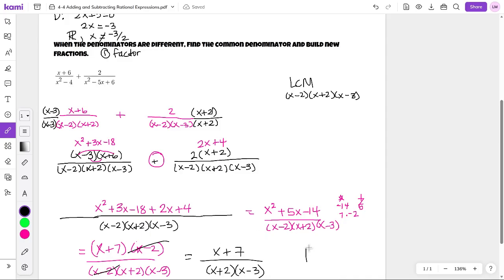My domain is all real numbers except x can't be. And let's go back up here where we built our fraction. We'll use our least common multiple. x can't be 2, negative 2, or 3. Put them in order if you want, negative 2, 2, and 3.